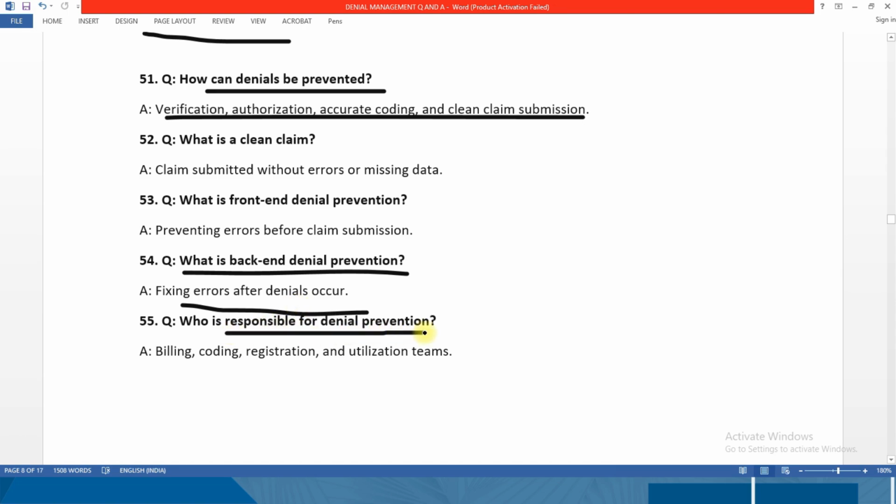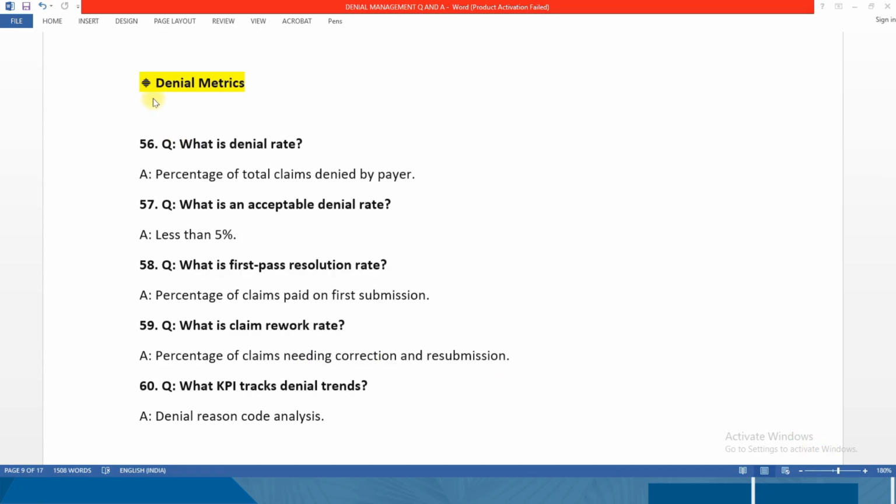So who is responsible for denial prevention? Basically the whole billing team, coding team, registration and utilization teams are responsible for denial prevention. Next we will see a few Q&A related to denial metrics. So what is a denial rate?